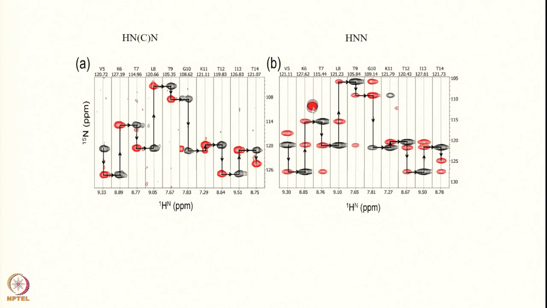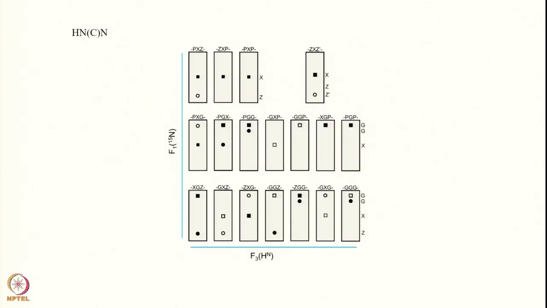You can do the sequential walk through both spectra, whether you want to do it through HNCN or HNN. So you go from 5 to 6, then from here to here, here to here, with the same positive negative combinations. But as soon as you come to G10, you have to have two positive peaks there. See, it is a TGK sequence. G is in the middle, and that must give you positive combinations, and this is what we saw here.